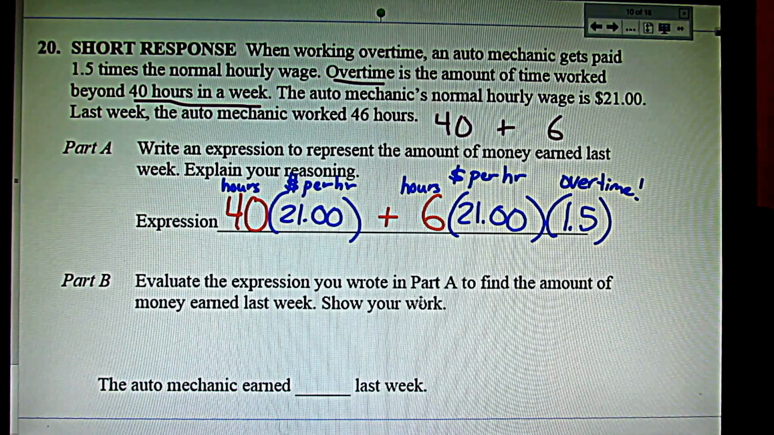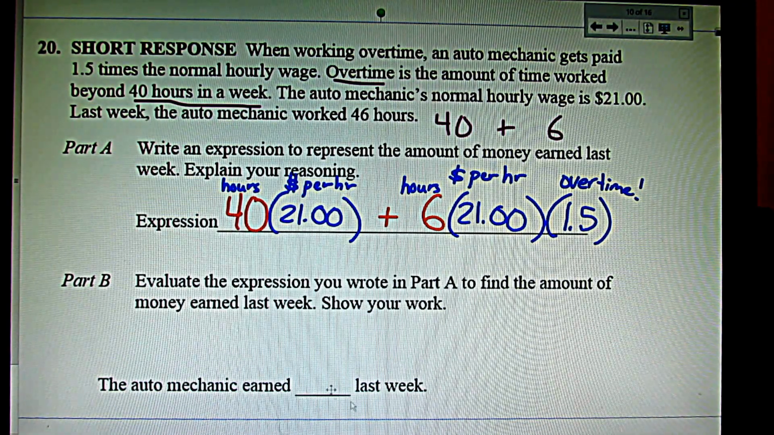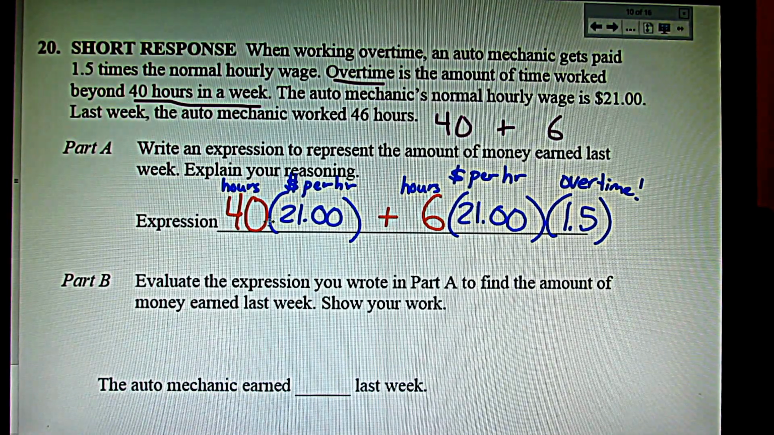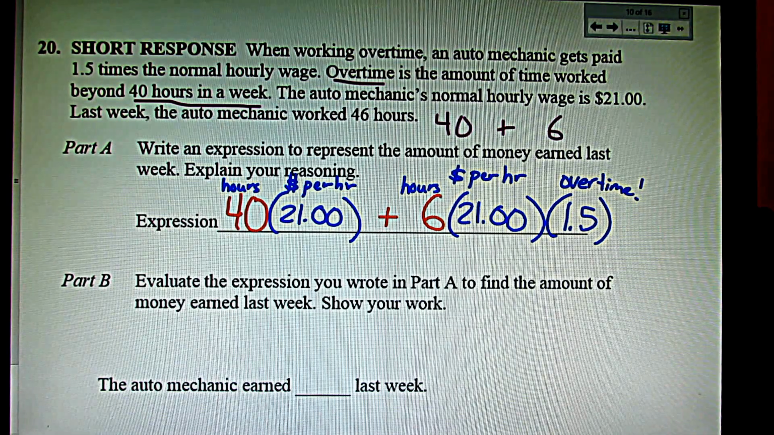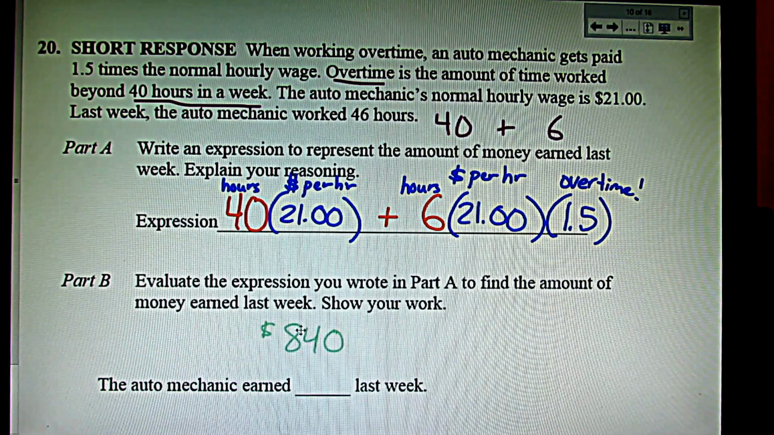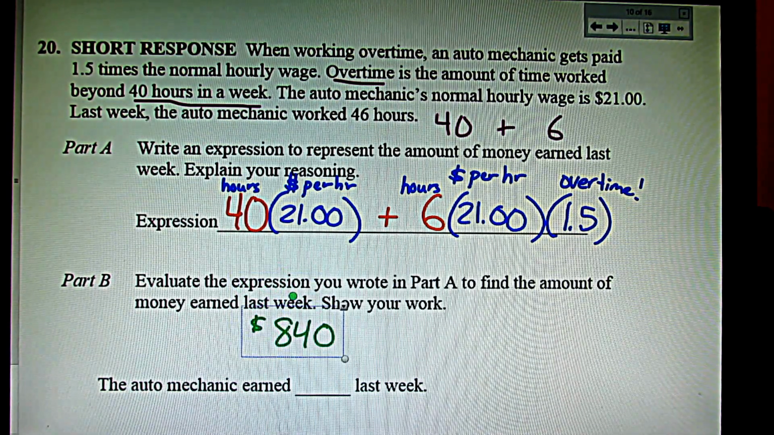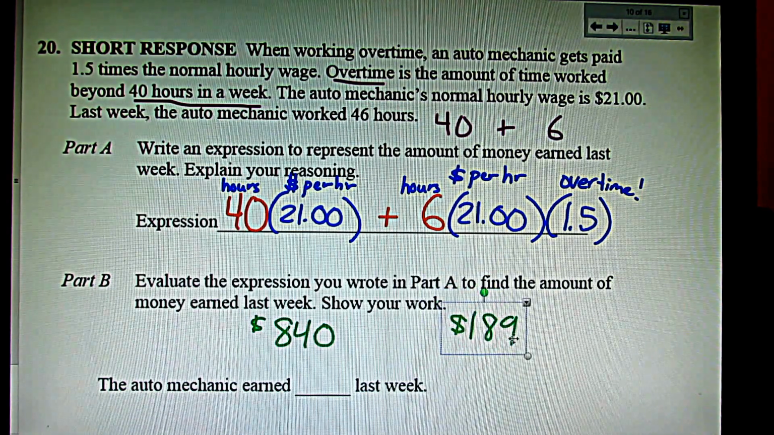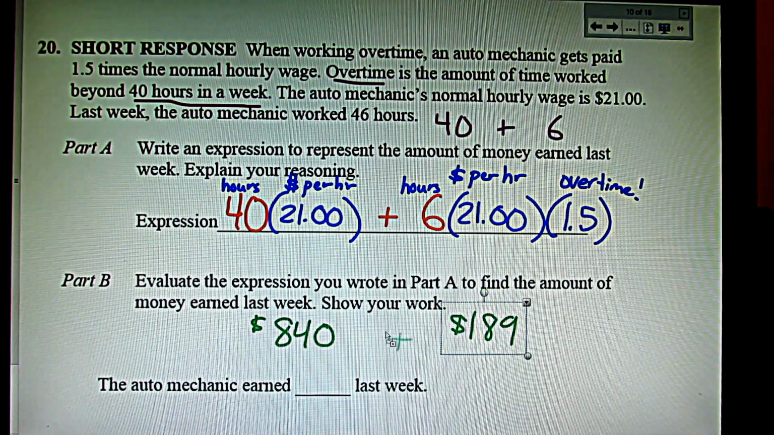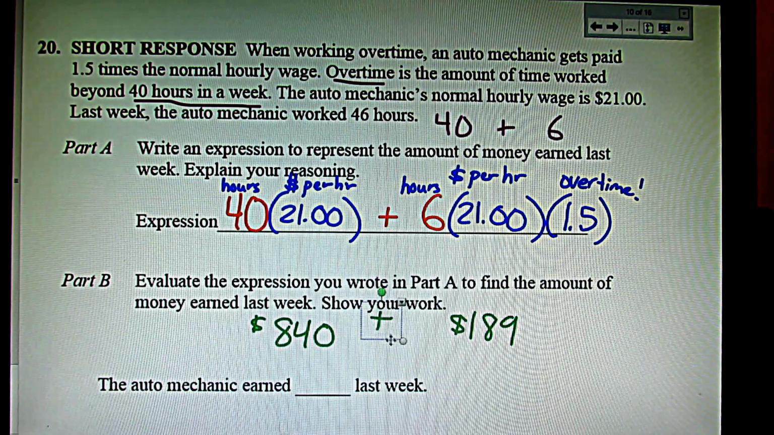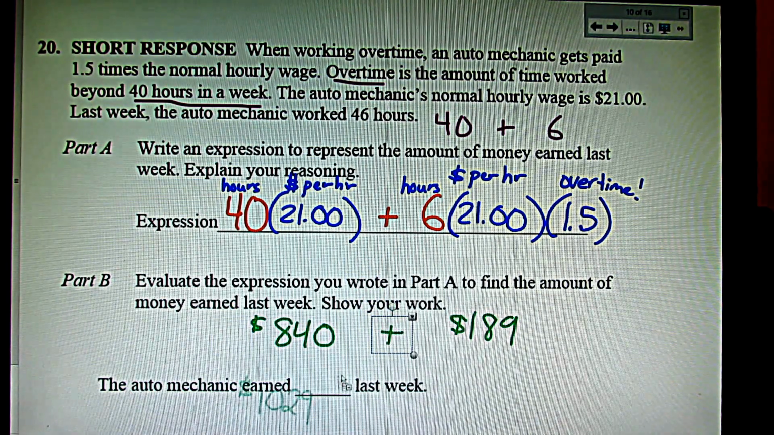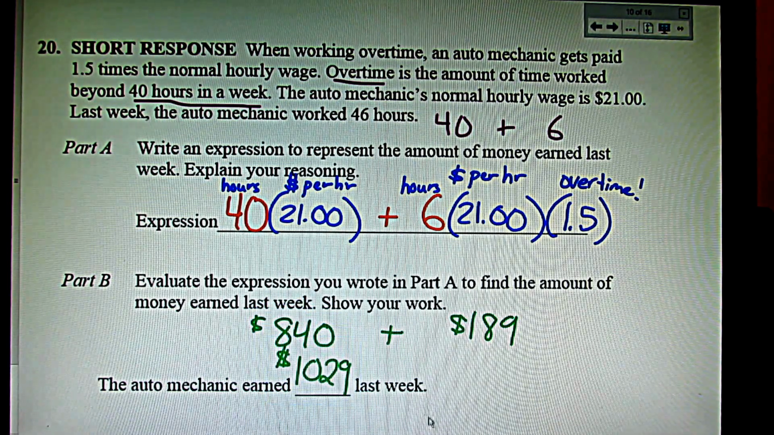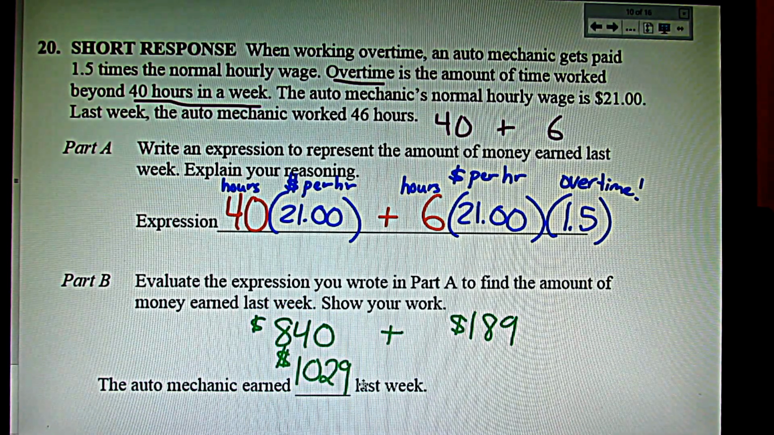Second part says evaluate this expression. Evaluate, again, find the value of. All right, so just this part, 40 times $21, that's going to get me $840, plus 6 times $21 times 1.5 for my time and a half. And I'm just going to add those two up. Final answer, $1,029. Earned a lot of money last week.